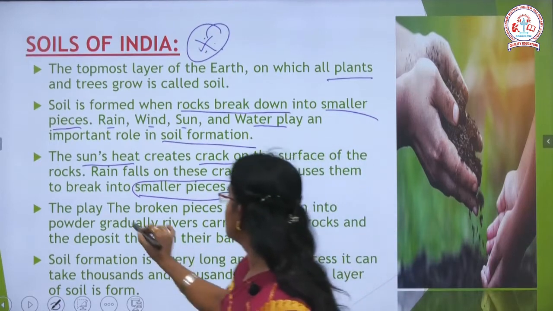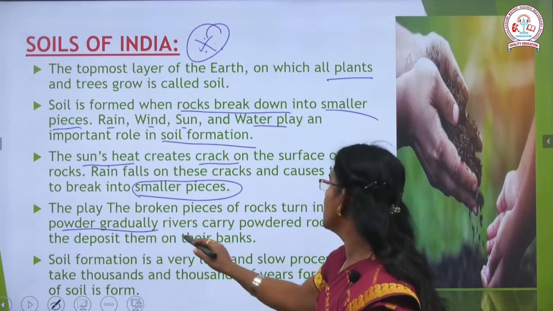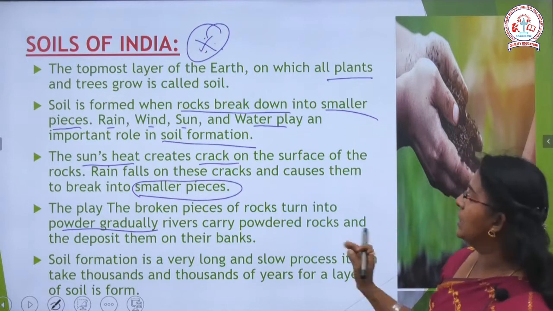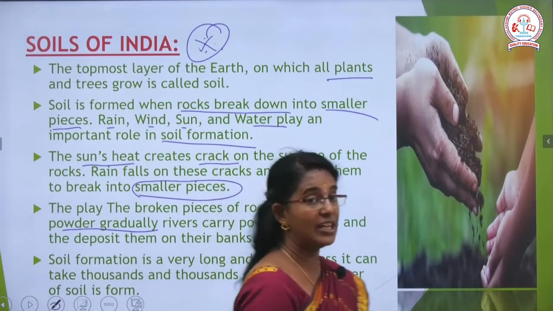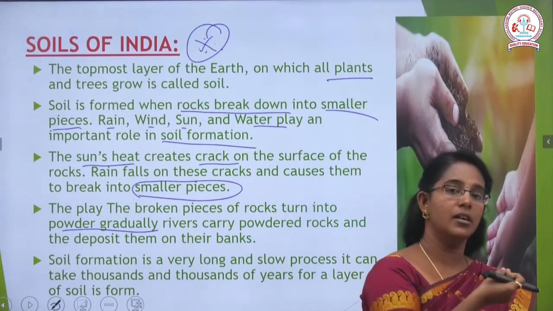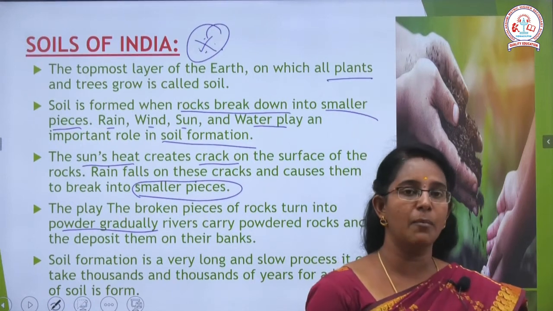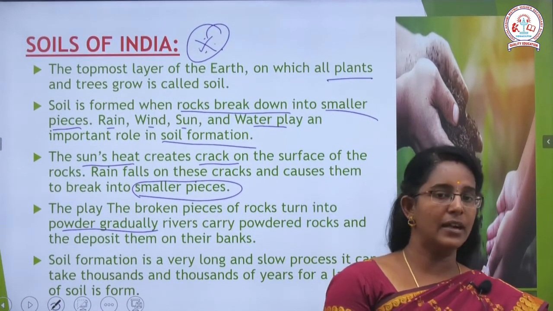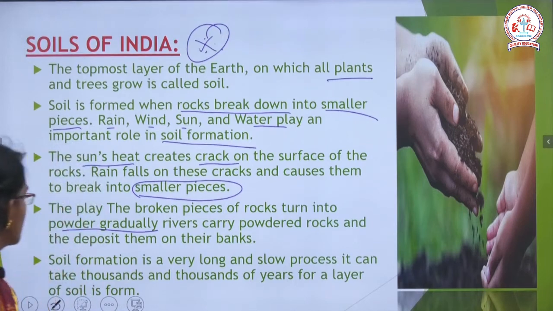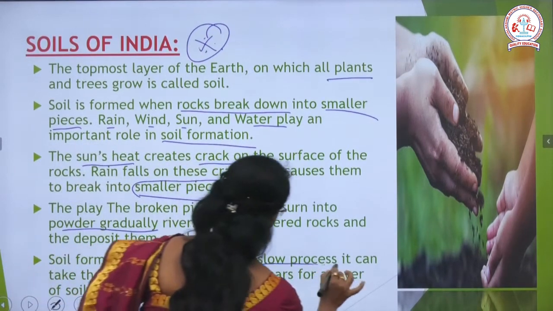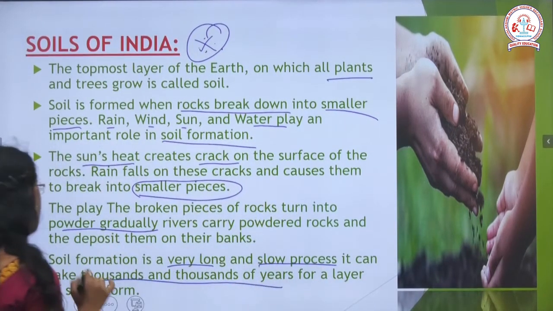Next, broken pieces of rocks turn into powder gradually, and rivers carry the powdered rocks and deposit them on the banks. With the help of water, as we already know, whether sea, rain or any other water bodies, it collects in some particular place. All the soil we see now, many crores of years ago, that process happened, and now it is there as small particles. So that is the formation of soil. Soil formation is a very long and slow process. It takes thousands and thousands of years for a layer of soil to form.